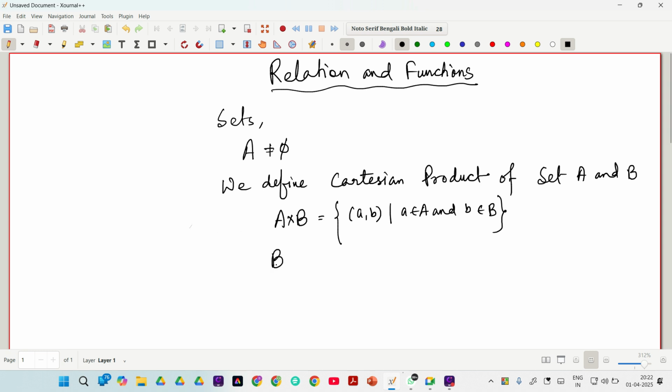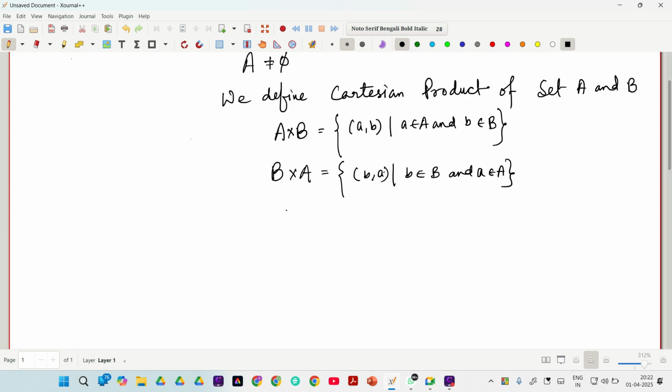Similarly, B cross A is the set that contains the elements (b, a) such that b belongs to capital B and a belongs to capital A. In general, we have seen that A cross B is not equal to B cross A, unless A equals B.